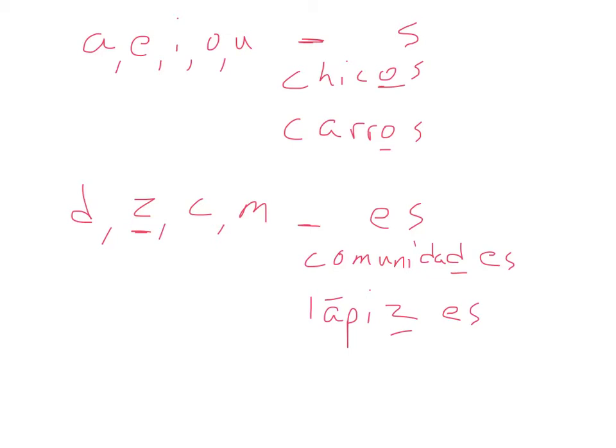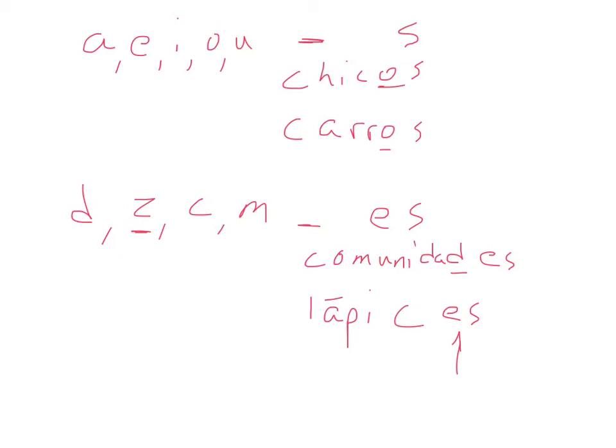However, note this carefully. You never have a ZE next to each other in Spanish. So what we're going to do is take that Z and change it to a C. Alright? So if it ends in a Z and you're making it plural, you're going to change the Z to a C and add ES.